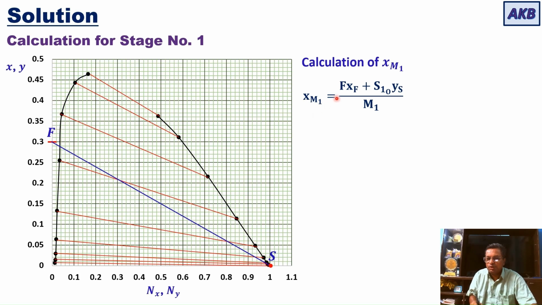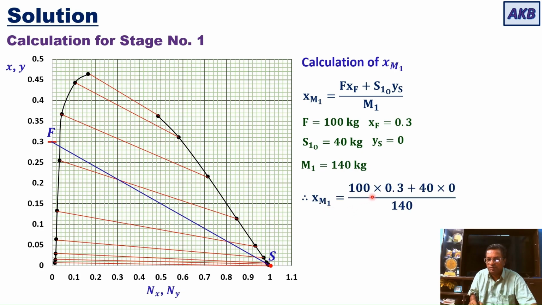So XM1 is equal to (F·xF + S10·yS) divided by M1. F is 100 kg, xF is 0.3, S10 is 40 kg, yS is 0, and M1 we obtained previously, it is 140 kg. So XM1 will be equal to (100 × 0.3 + 40 × 0) divided by 140. That gives us XM1 as 0.21.